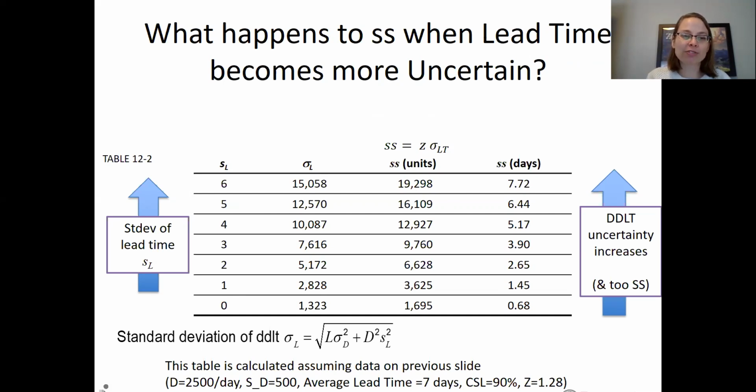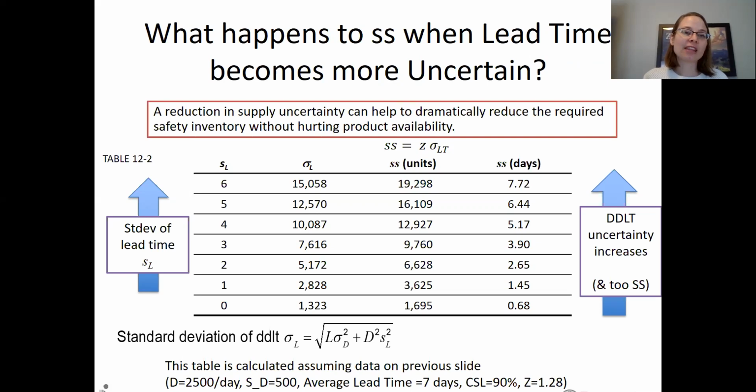And so the big picture takeaway from this is that a reduction in supply uncertainty can help to dramatically reduce the required safety inventory without hurting product availability. So here's one more mathematical example of how reducing variability, reducing uncertainty, will make for a more efficient supply chain.